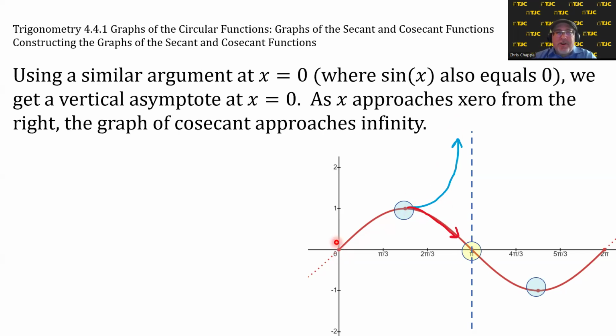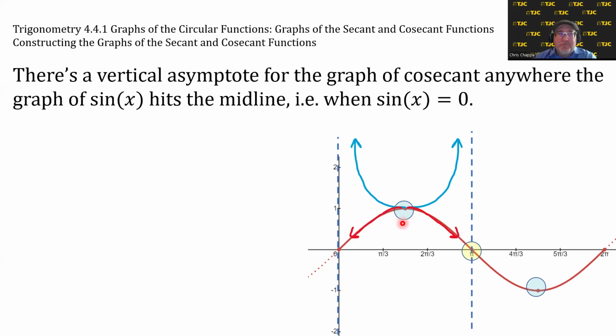Using a similar argument at x equals 0, where sine of x also equals 0, we get a vertical asymptote at x equals 0, and as x approaches 0 from the right, the graph of cosecant approaches infinity. So same thing except over there. There's a vertical asymptote for the graph of cosecant anywhere the graph of sine of x hits the midline. In other words, when sine of x is equal to 0. Not the first time we've seen this phenomenon where the reciprocal of an x-intercept creates a vertical asymptote.